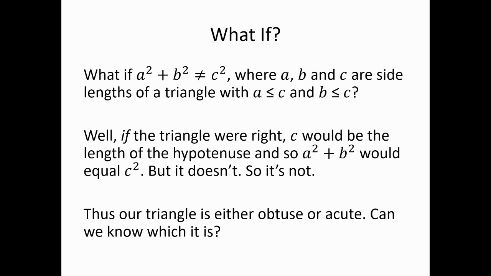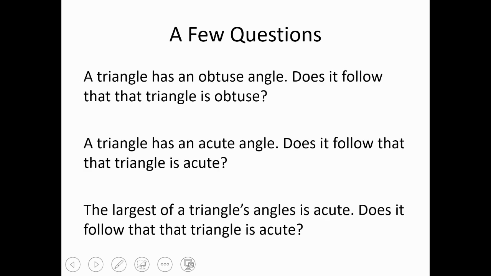Well, if the triangle were a right triangle, then by the Pythagorean theorem, c would be the hypotenuse. That would mean that c squared equals a squared plus b squared. So it's not a right triangle if a squared plus b squared is not equal to c squared. That means, of course, that it's either obtuse or acute, because if you categorize a triangle by angle measure, you have three and only three possibilities: obtuse, acute, and right. So the question is, can we tell, based on the side lengths of a triangle?